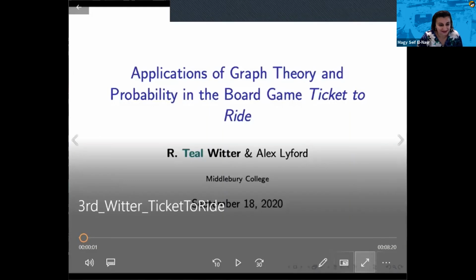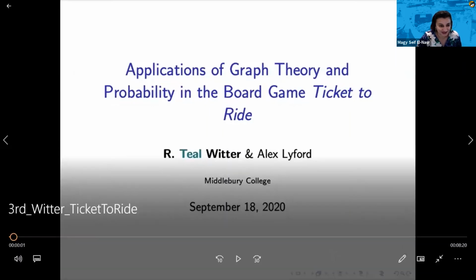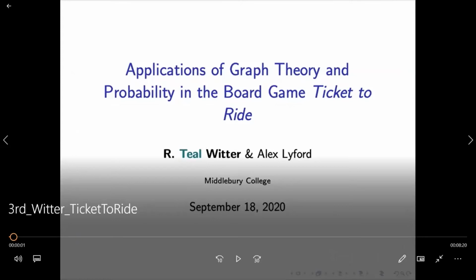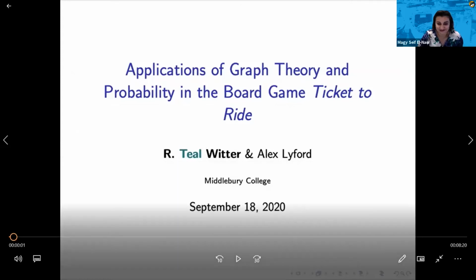Okay, I think the next paper is a video. It's the probability and graph theory in a board game, strategies and improvements with Ticket to Ride.